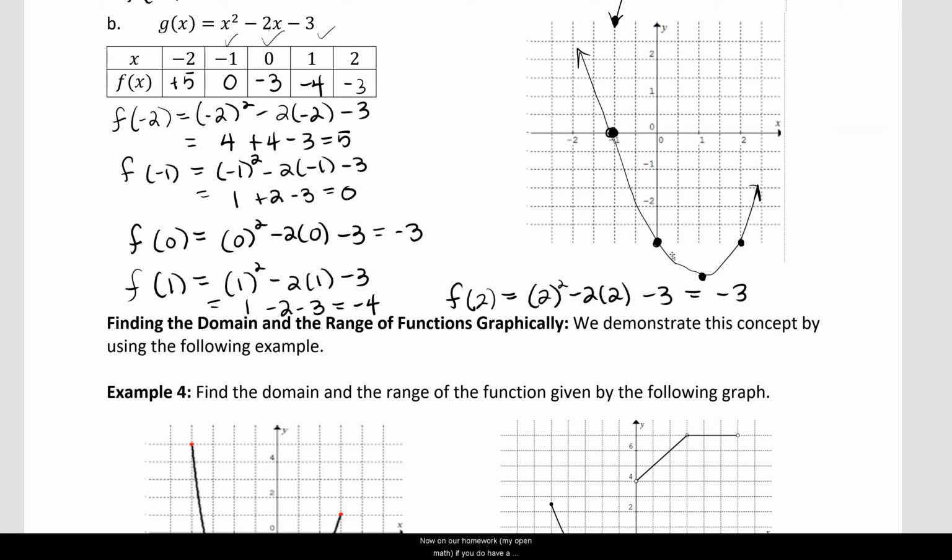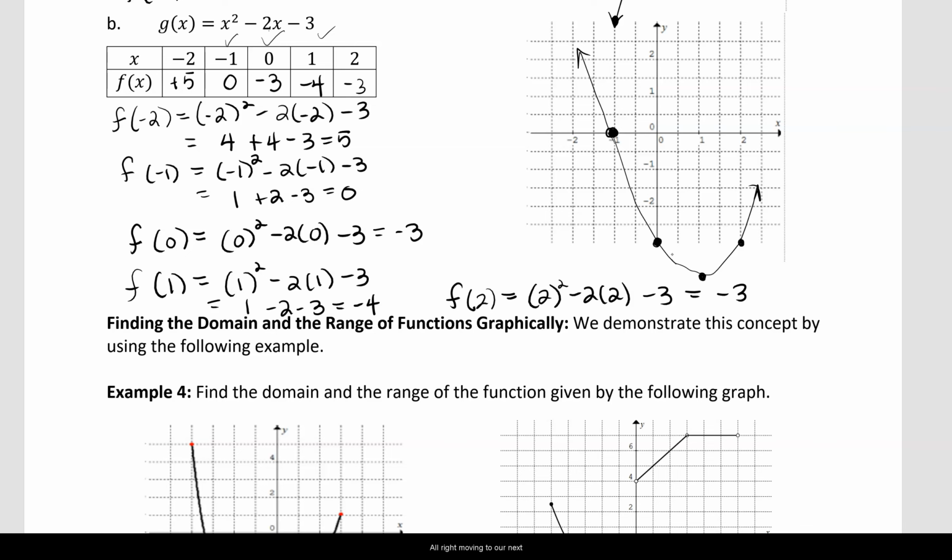Now, on our homework, My Open Math, you do have a few graphing problems. If you run into trouble with this, send me a text or an email or a Blackboard message, and I will see if I can help you with graphing the points and connecting or creating the graphs that you need for that particular homework problem.